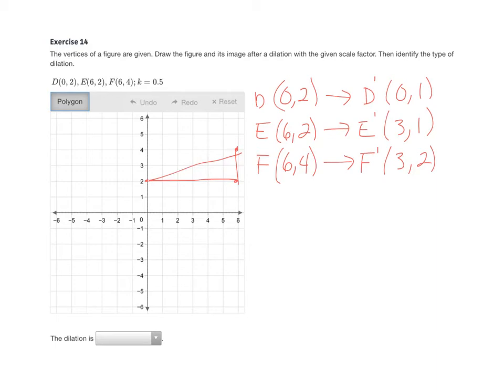Alright, let's plot those. We've got 0, 1. We've got 3, 1. And we've got 3, 2. So you can see this dilation is a reduction. It went from the big red to the small blue. This is definitely a reduction.